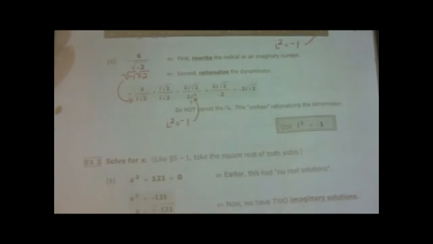You need to get rid of the i and the square root of 2 in the denominator. So to rationalize, multiply by i square root of 2 over i square root of 2. In the numerator, this will give you 6i square root of 2. In the denominator, square root of 2 times square root of 2 is 2. i times i is i squared. So I have 2i squared in the denominator. Remember, do not leave i squared sitting in the denominator. i squared equals negative 1.